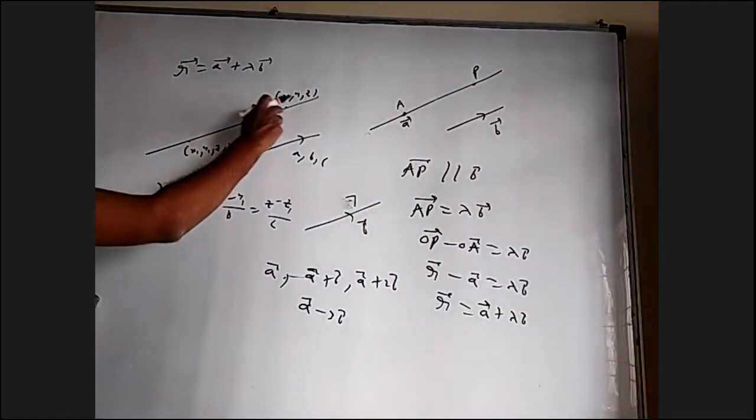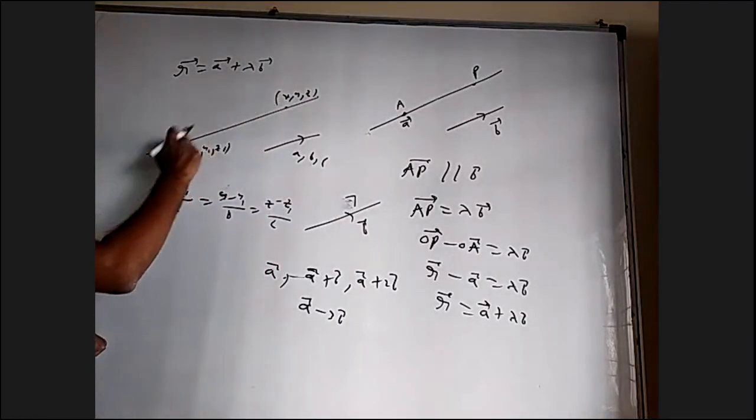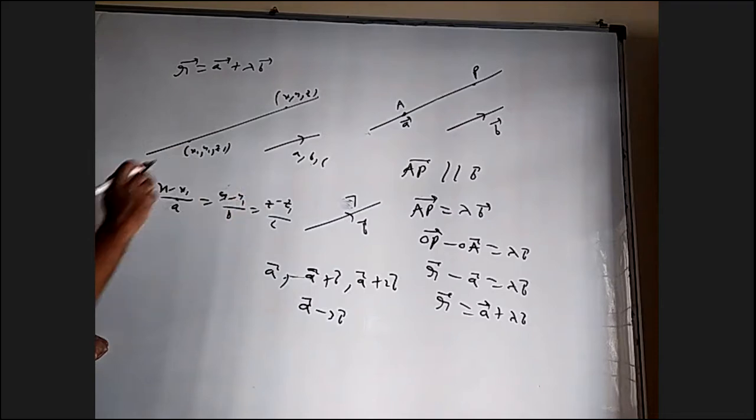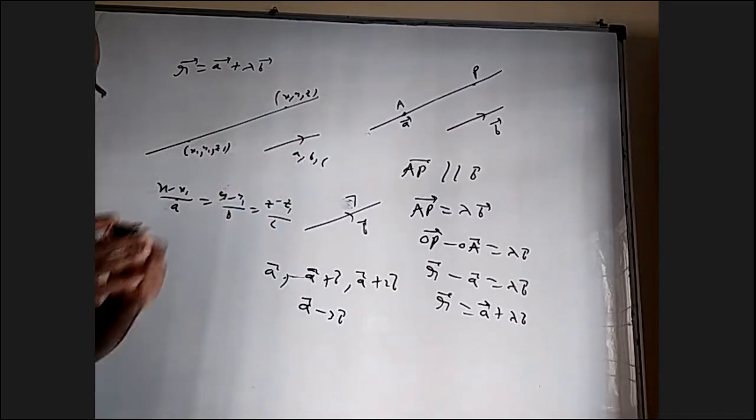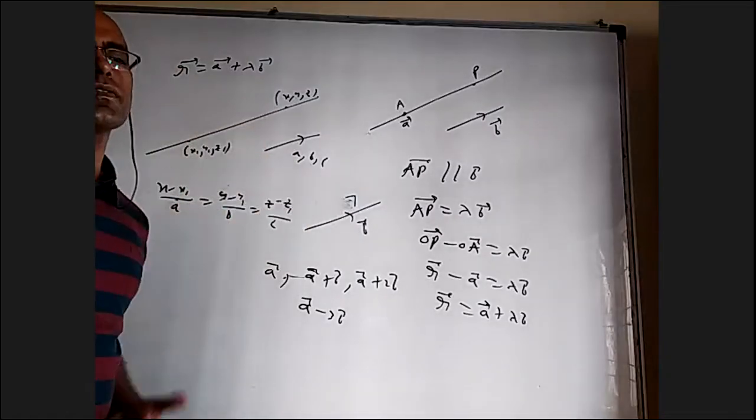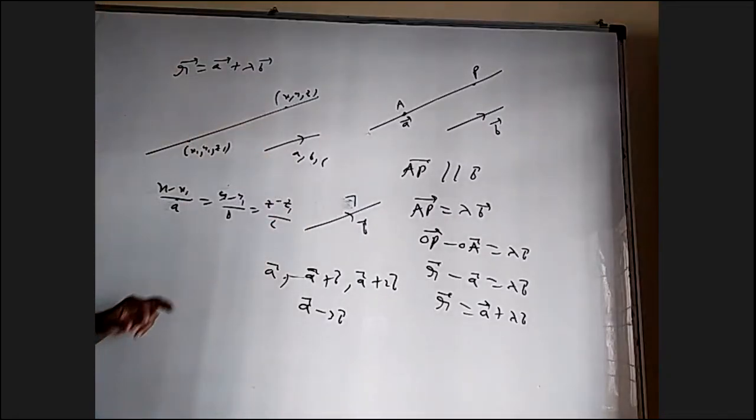If you take any point as x, y, z, the DRs of this are obtained by subtracting this from this. That is x minus x1, y minus y1, z minus z1. DRs of this are a, b, c. When two lines are parallel, their DRs will be equal, or their ratios will be equal. That is exactly this, which I can get from here also. From vector we can go to 3D, from 3D we can go to vector.